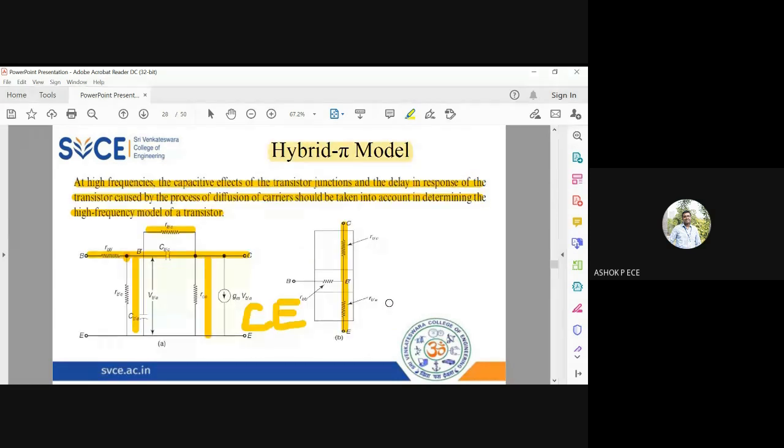So we have just seen the drawback of the h-parameter model and why we are going for the hybrid pi model, and we have seen the equivalent circuit diagram for a common emitter configuration. Common emitter configuration we are going to use now because that is very simple to analyze and very easy. Okay, so we are going to stop our class here. Any doubt so far?